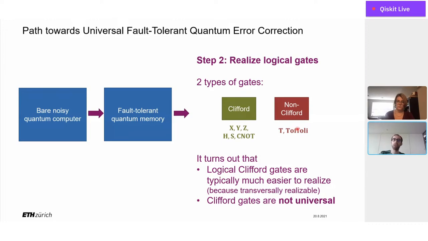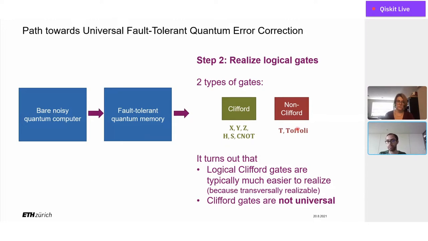Whereas if the logical gate you'd like to realize is not transversal, typically that means that it's extremely difficult to control the noise, and error correction becomes extremely difficult, basically. And unfortunately, Clifford gates are not enough, right? Because they are not universal. Universal meaning that you cannot decompose a general unitary only into Clifford gates.